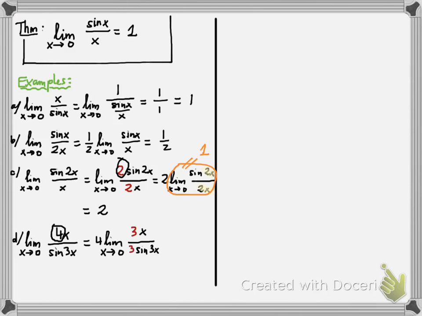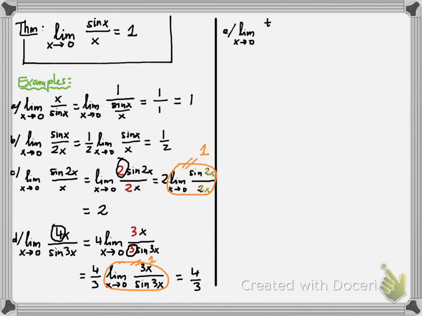We multiply 3 to both top and bottom, so that we have a 3x to match with the argument of sine. And just like before, we can pull this 3 out in front of the limit, which looks like 4 over 3 because 3 is in the denominator. And then the limit becomes the limit of 3x over sine of 3x. And that limit looks just like the one in example A, which comes out to be also 1. Therefore, the limit is 4 over 3.